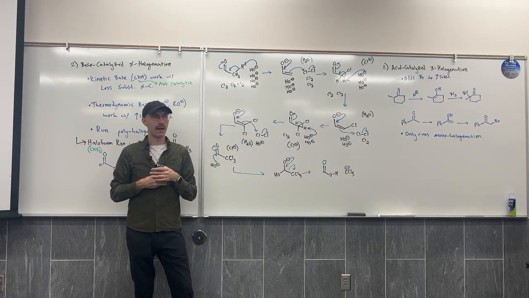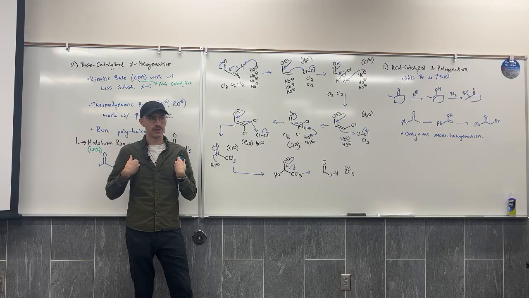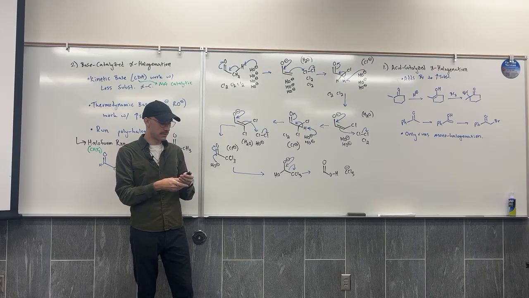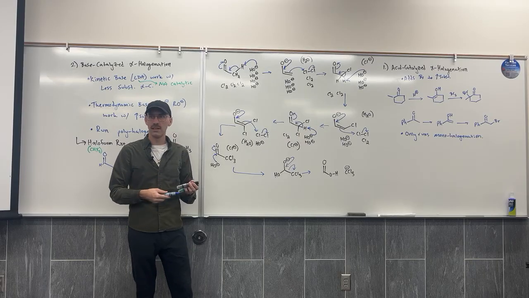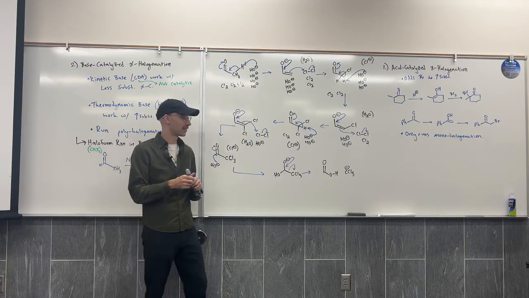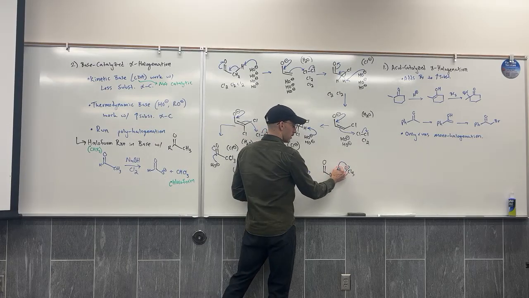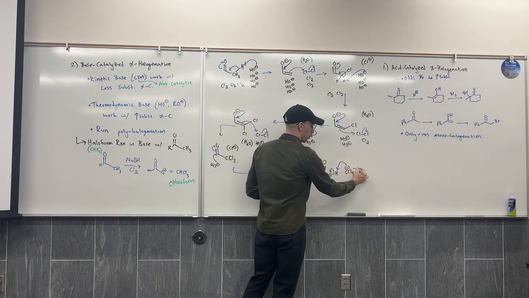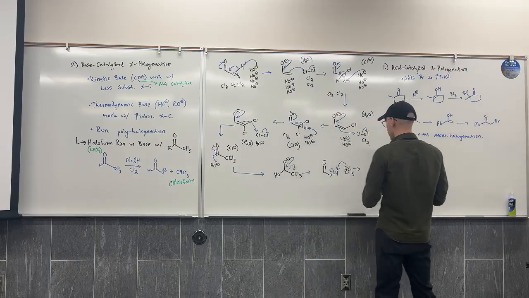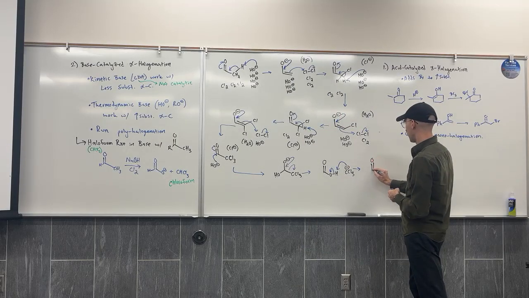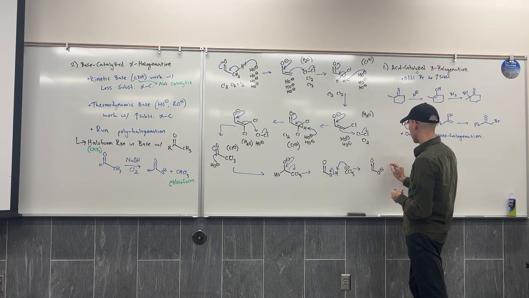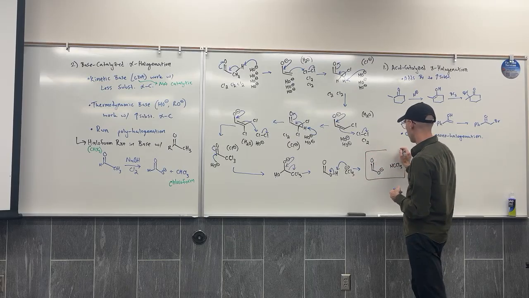That trihalomethyl has pulled electrons with it, stabilized by the halogens, and it's now in the presence of a carboxylic acid. So if we wanted to work up this reaction, we might need to protonate our carboxylic acid, but we certainly have formed our haloform.